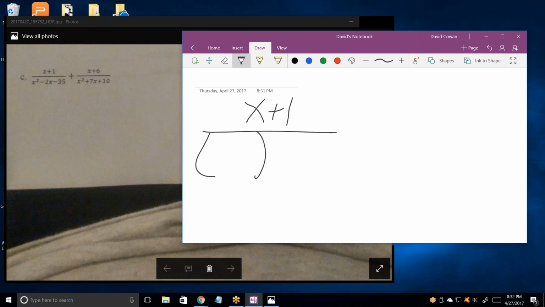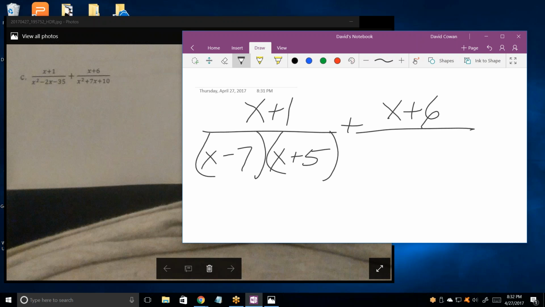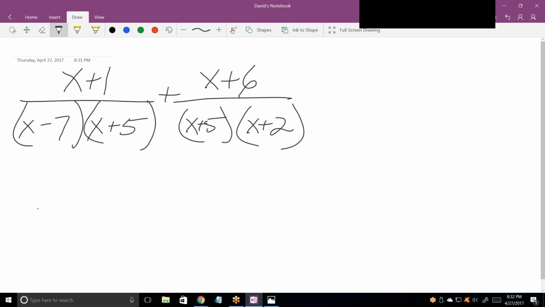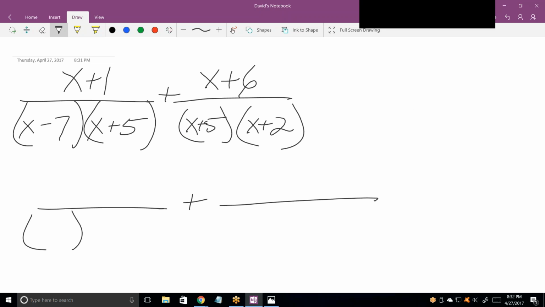So factor the bottom. Just immediately when you see a quadratic, factor it. When you have a problem kind of like this, what's the bottom factor into? X minus 7, x plus 5. What's this bottom factor into? X plus 5, x plus 2. What's the least common denominator going to be? X minus 7, x plus 5, x plus 2.